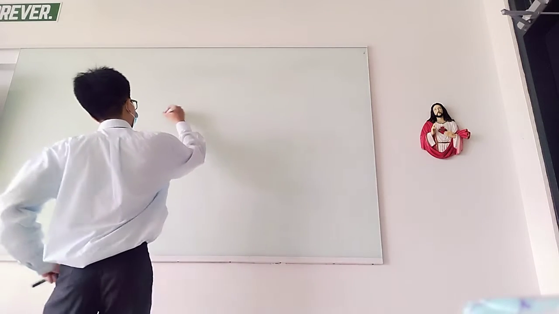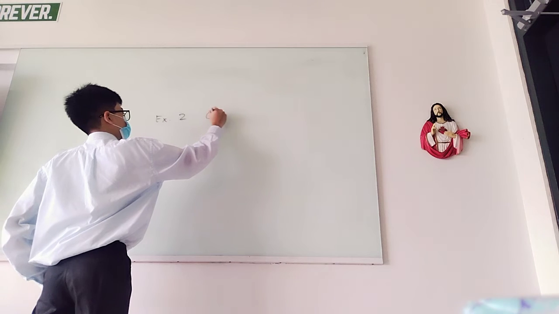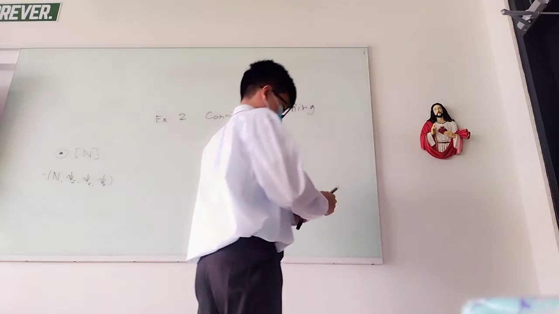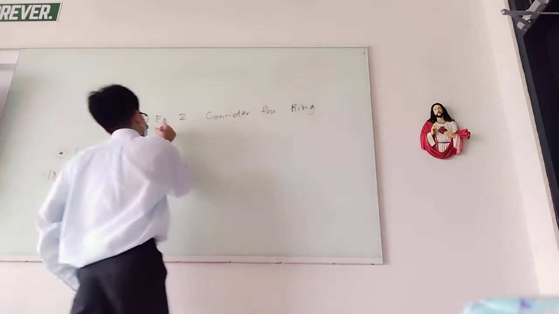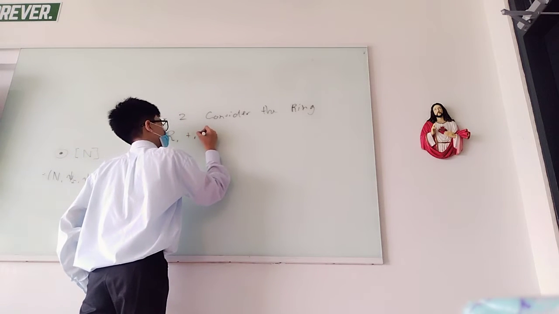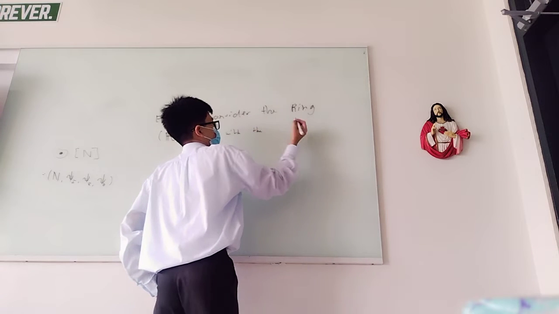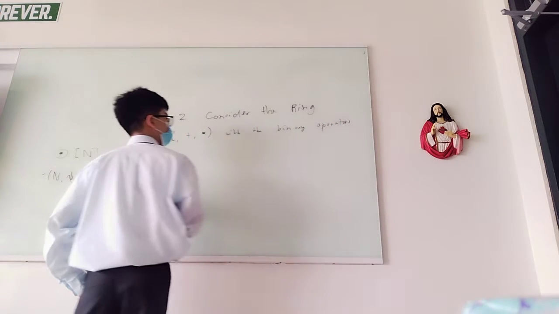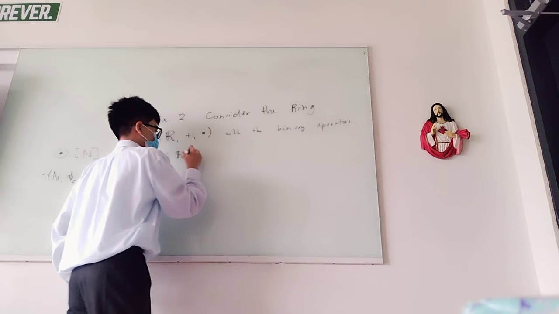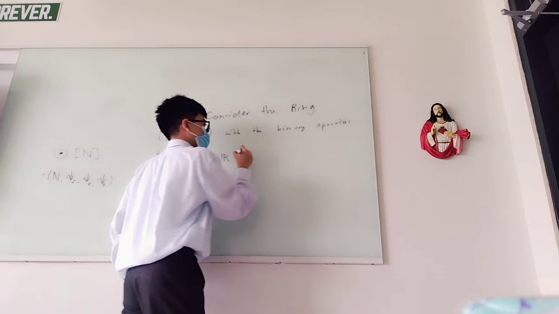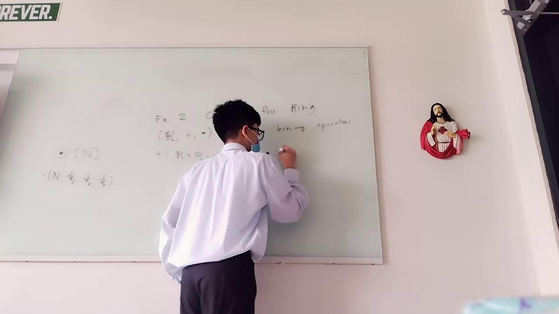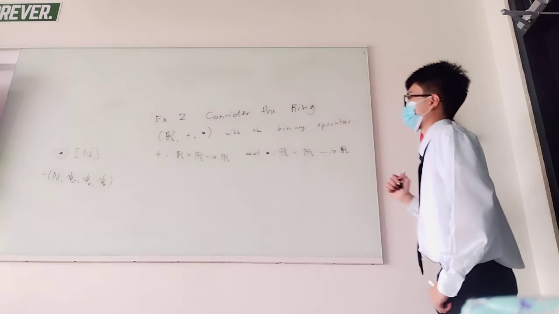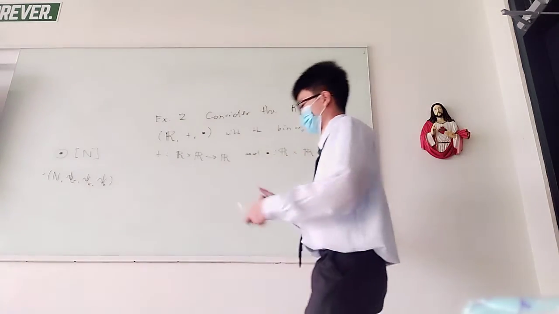Okay, so example 2. Consider the ring R, plus, and dot with the binary operators plus that maps R cross R onto R, and this dot operator that maps R cross R onto R. Or we can say it maps R^2 onto R. But I like to, again, specify what we mean by this.